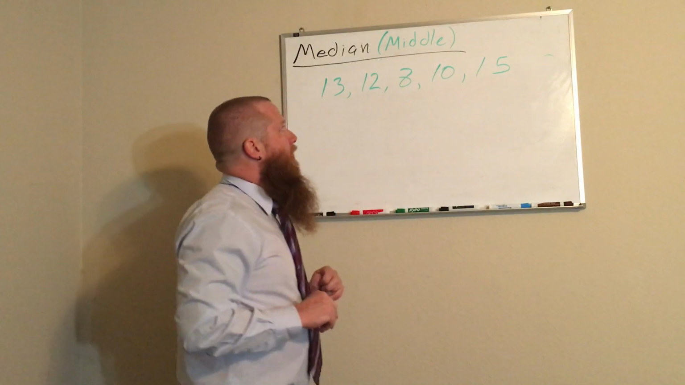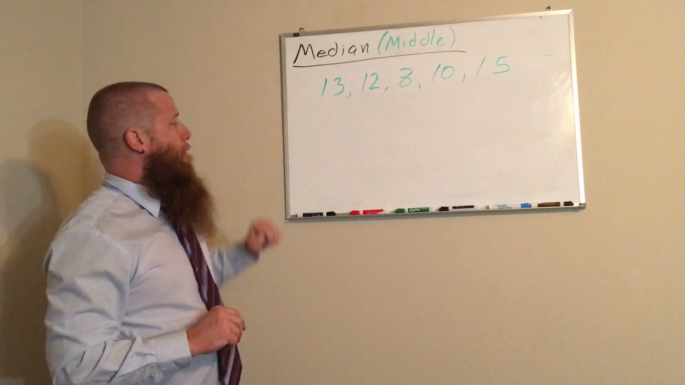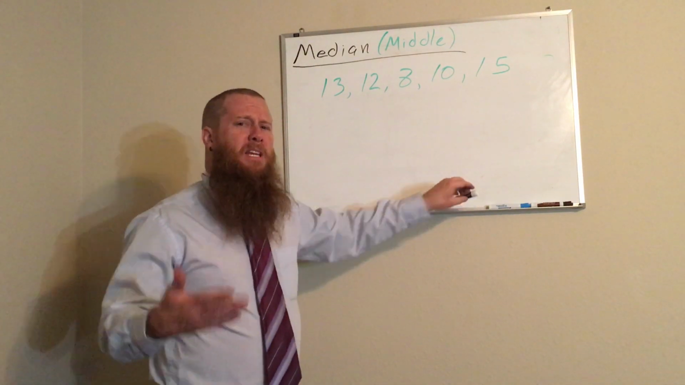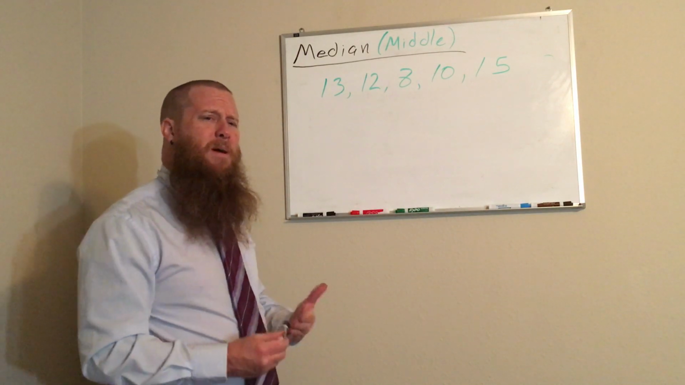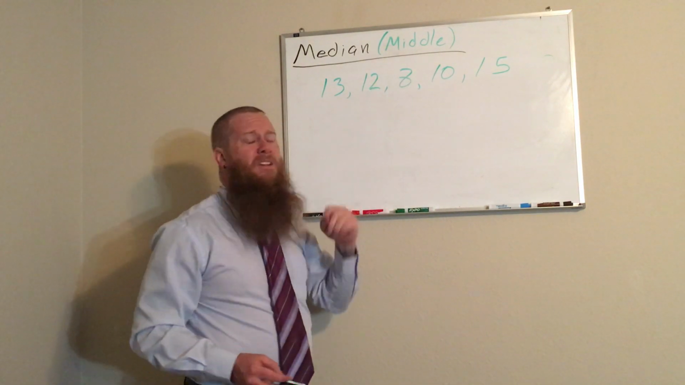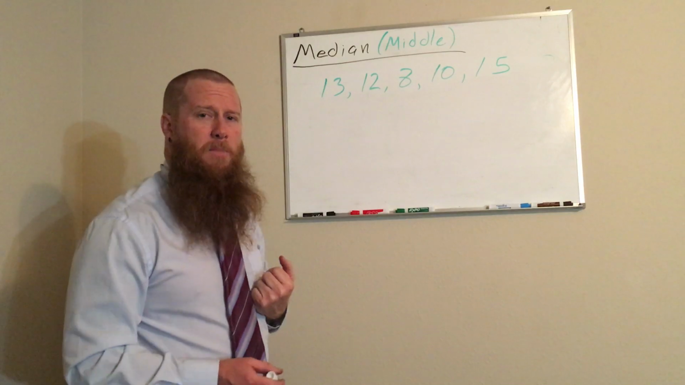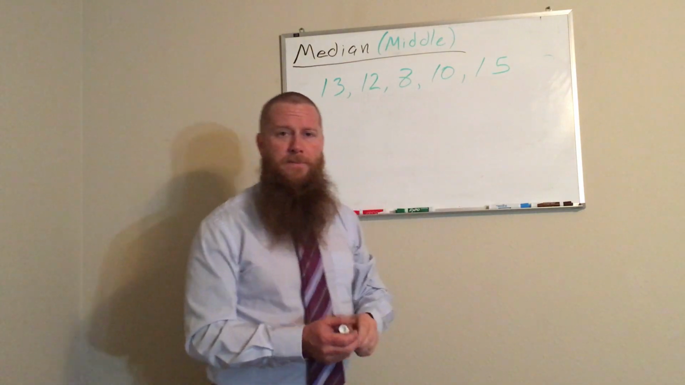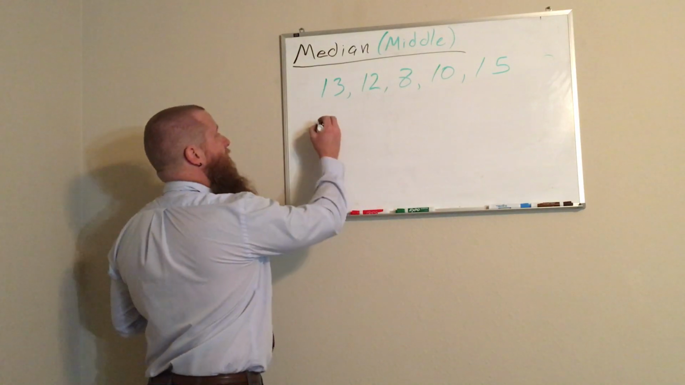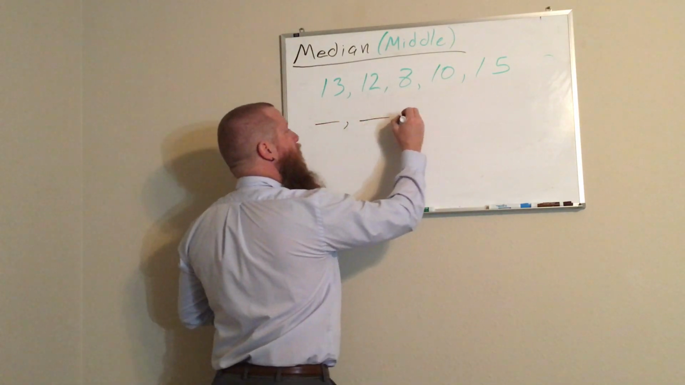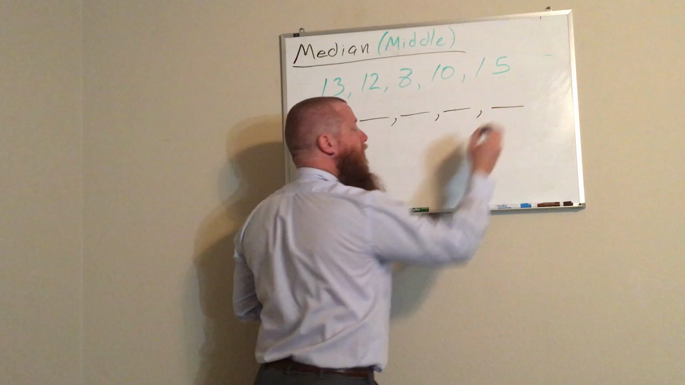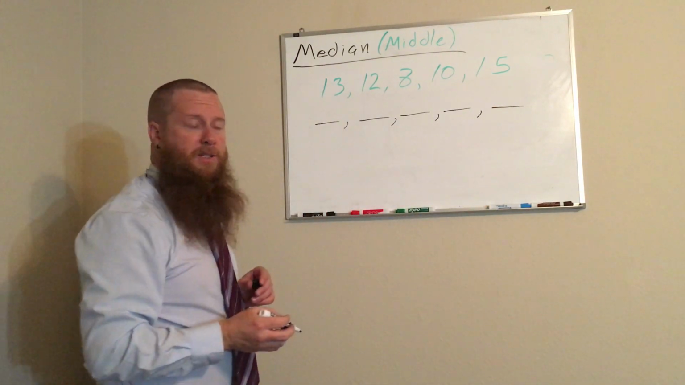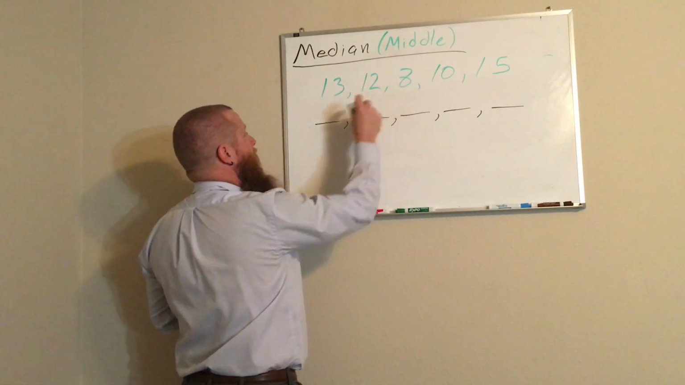Anyway, what we're gonna do today is calculate something called the median. And the median can be very simple as long as you remember that the median is simply the middle value in a series of numbers. So what we have up here are 5 different values. What I'm going to do is rewrite these 5 values, but I'm going to rewrite them in order from smallest to largest. The smallest number is 8.